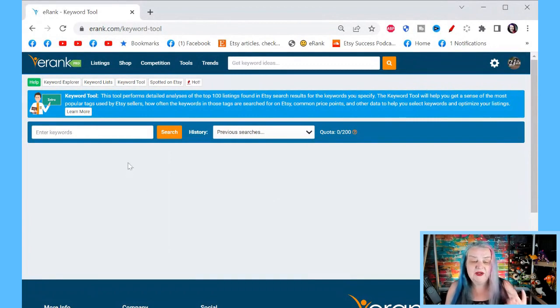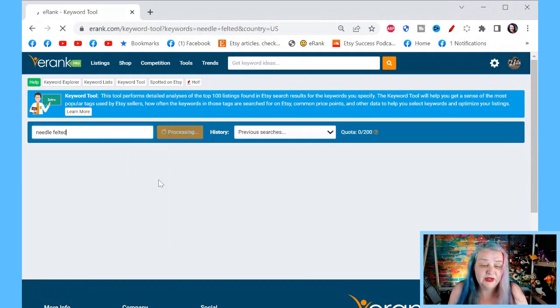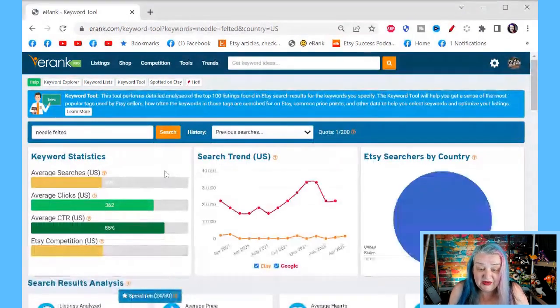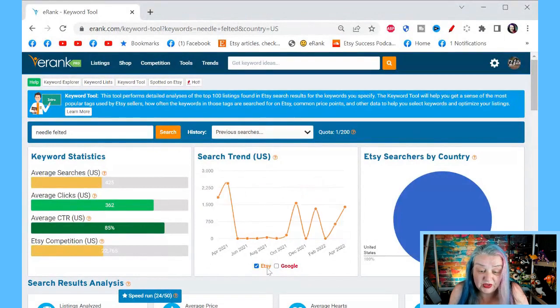Now I want to show you first of all how being in a niche like mine can be kind of difficult. So let's go. Needle felted. I make needle felting stuff. Let's have a look. So here are the search trends. If we take away Google, people search on Google for it a lot. The broad keyword for my niche, needle felted or needle felting, is the same.